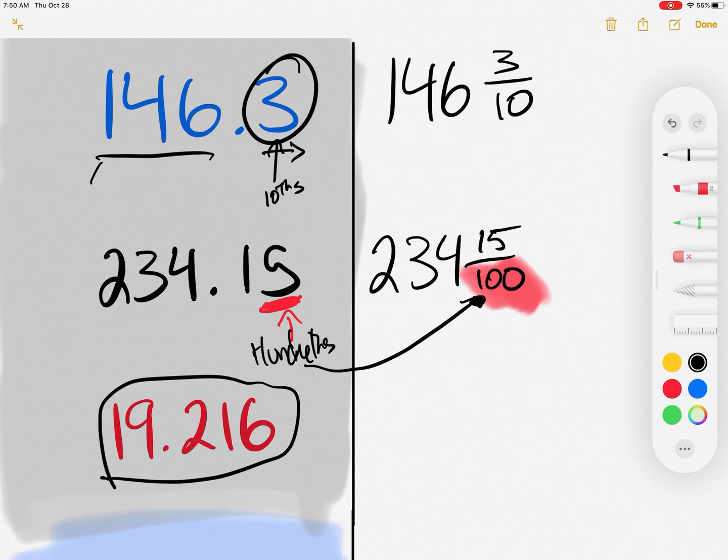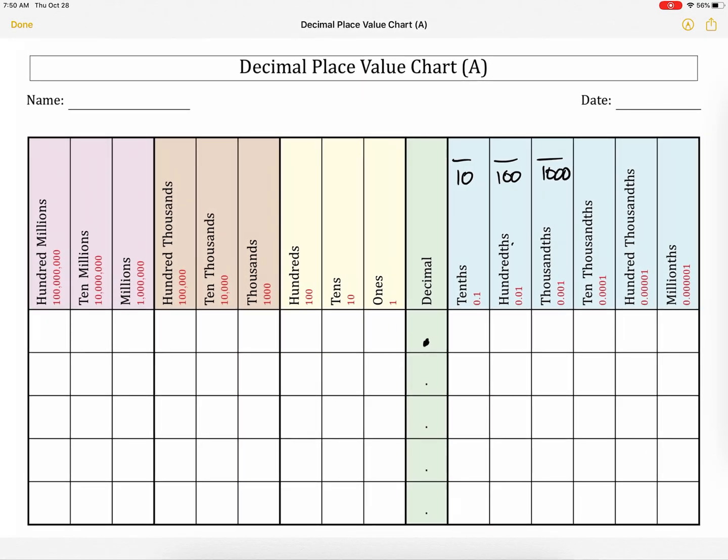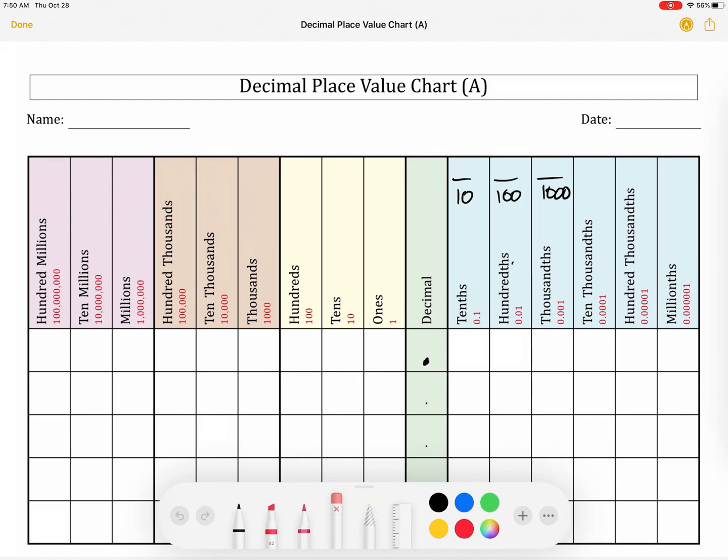19 and 216. Now, I didn't say it properly, did I? Because I want you to actually do the little bit of work here. So 19, we write here. 19 and 216. Which place value is my last digit in? Just read it. Thousandths, which means it's going to be out of, should I make it out of 10,000?